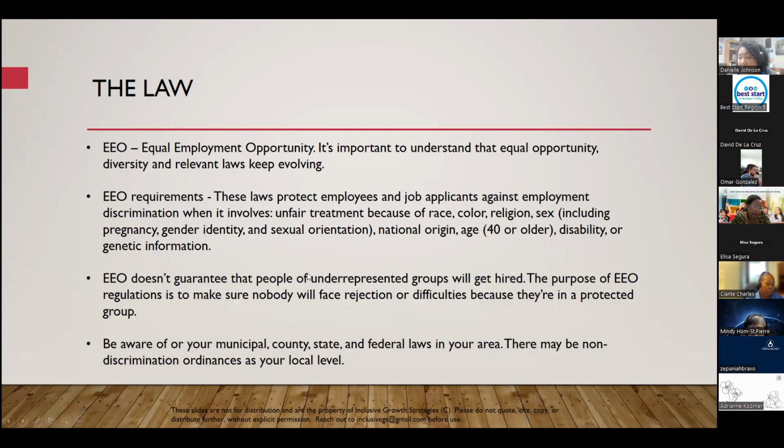EEO requirements, these laws protect employees and job applicants against employment discrimination when it involves unfair treatment based on specific protected classes: race, color, religion, sex, including pregnancy, gender identity, and sexual orientation, national origin, age. Sometimes folks think, oh, I'm 21 and I've been discriminated against, and you can be, but the protected class is 40 or older. So understand what that looks like when you're going to file a discrimination claim, as well as disability or genetic information. So understand your municipality, your county.